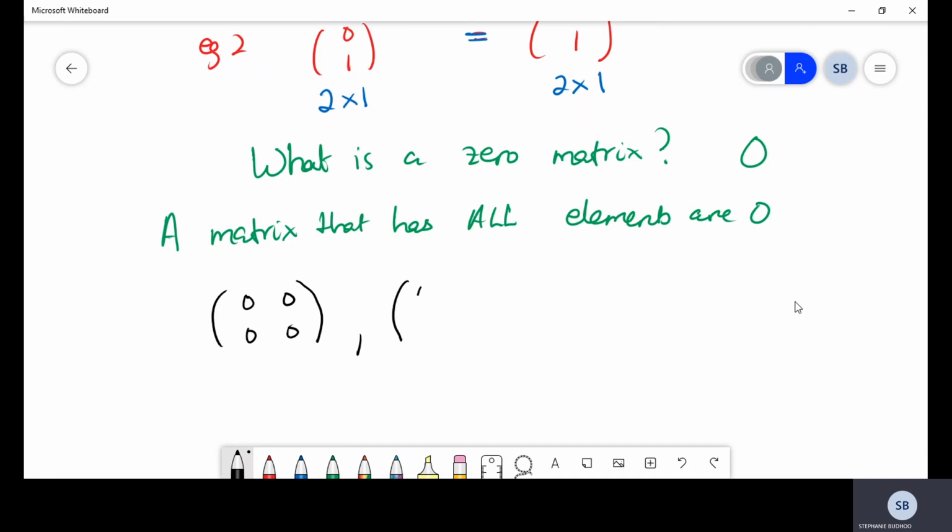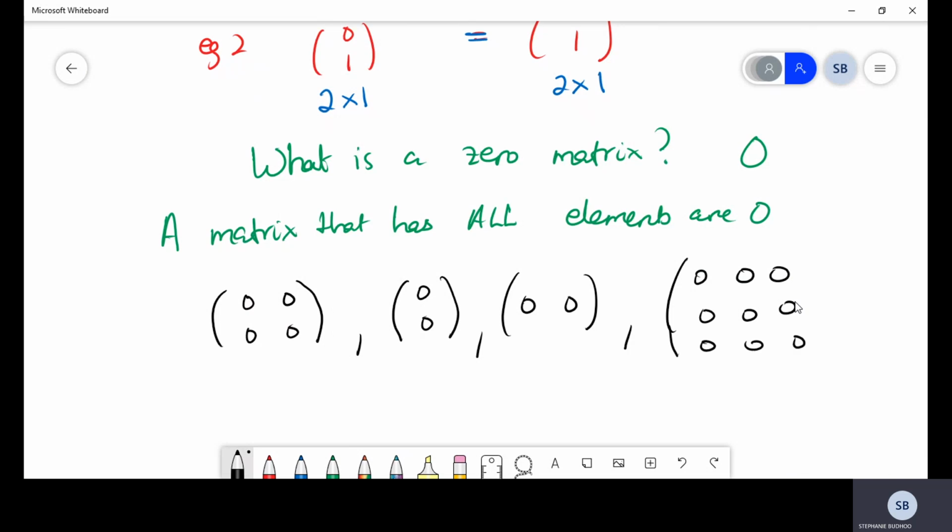If I had a 2 by 1 matrix, if I had a 1 by 2 matrix, if I had a 3 by 3 matrix, let's just add one down here. You guys get the picture. So pretty much you do have 0 matrices popping up, and they're actually very nice because they help a lot of things cancel out down the line. Okay, guys, so those are all the different types of matrices you would be encountering.